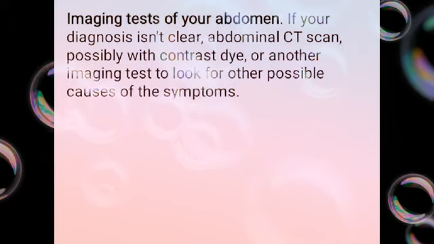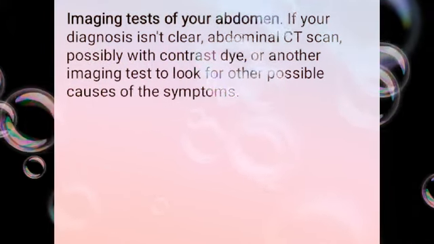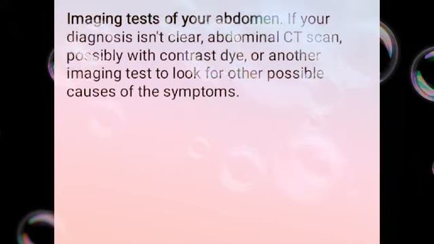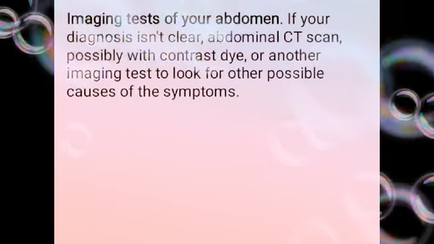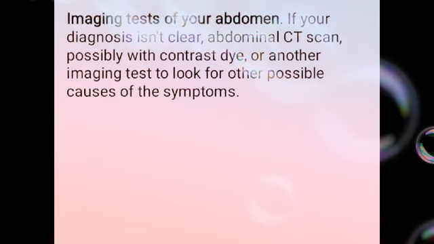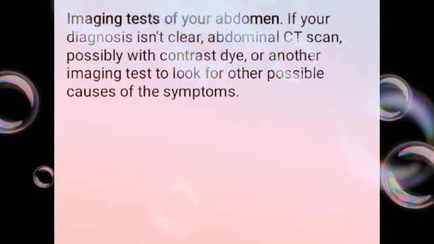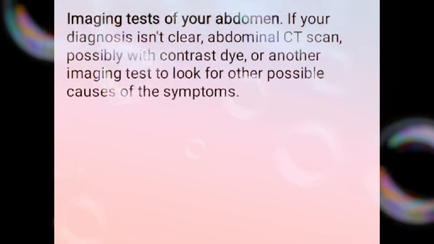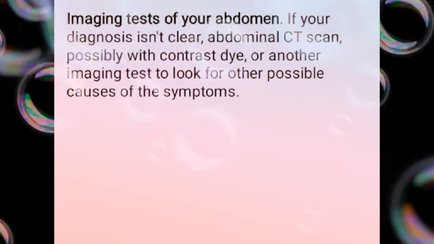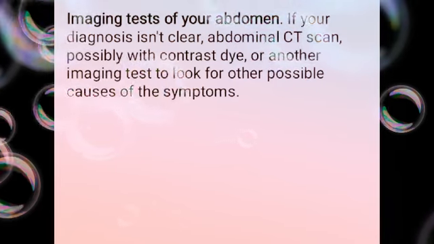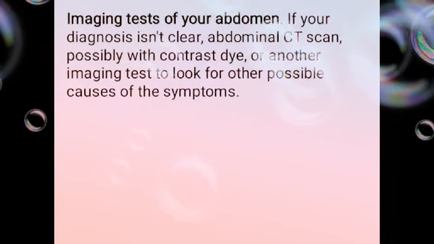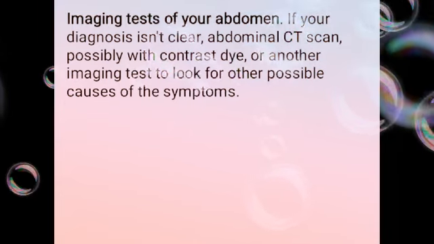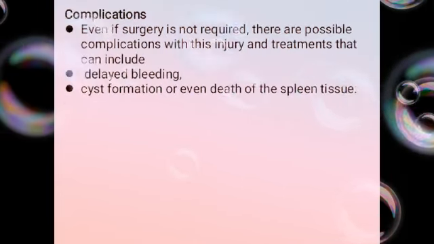Then lastly, you can do imaging tests of the abdomen. You can take an x-ray, which is going to show the accumulation of fluid due to blood being lost from the ruptured spleen. You can also do a CT scan of the abdomen, which is going to demonstrate detailed images of the rupturing of the spleen, and also the presence of blood within the peritoneal cavity.